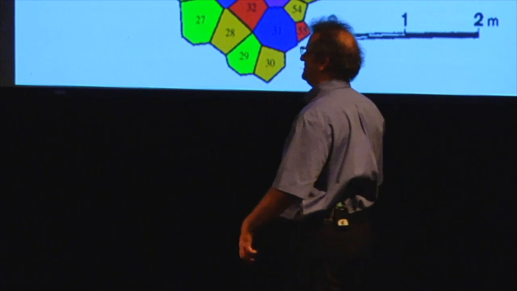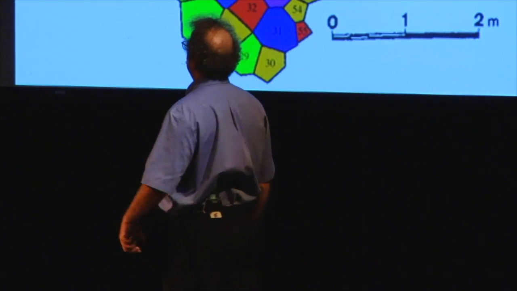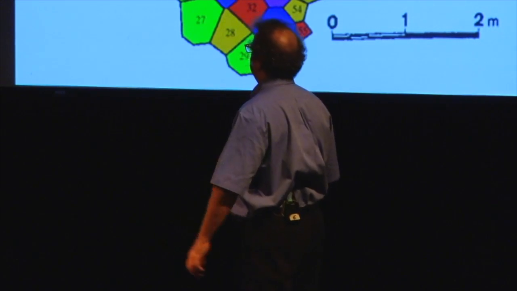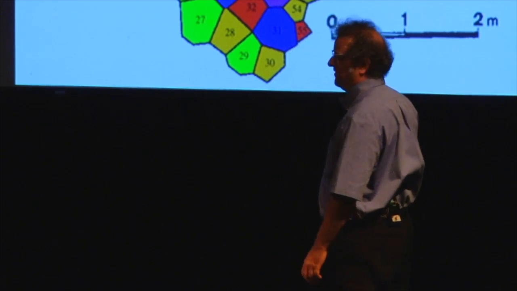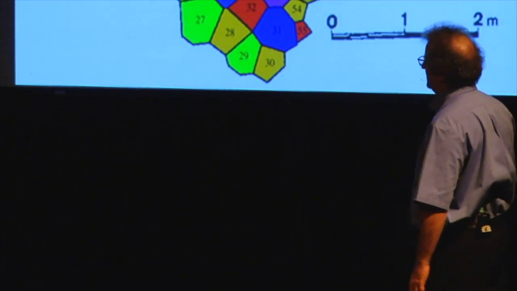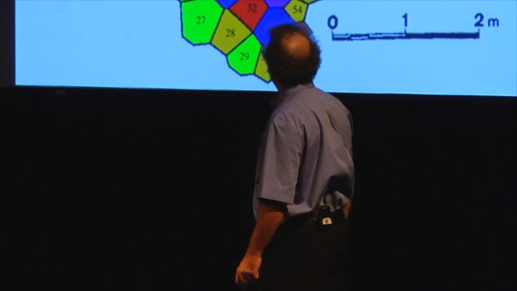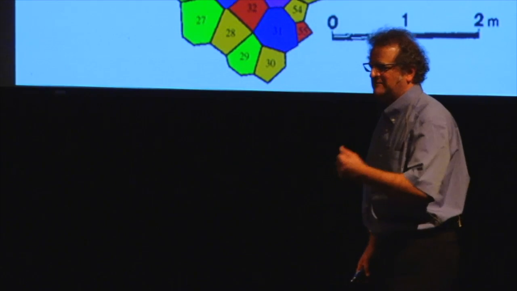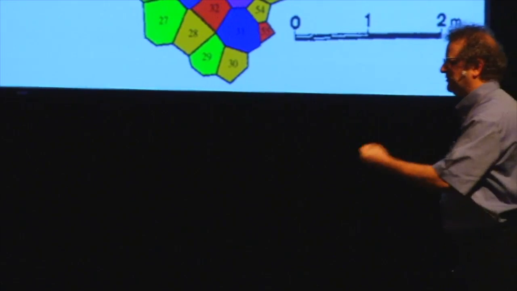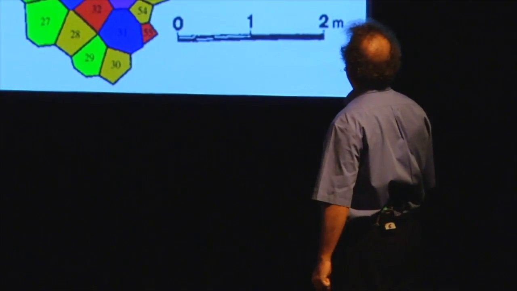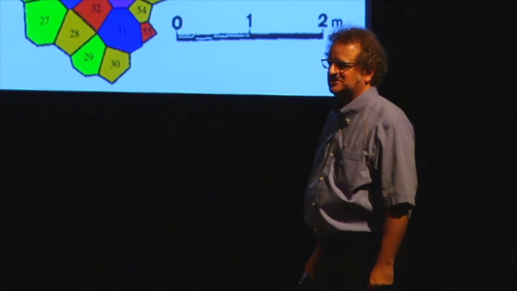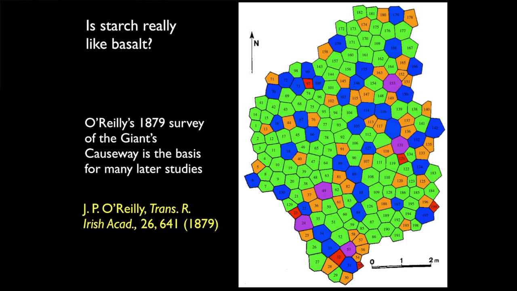Ironically, one of the only ways to get statistics on columnar joints is to use the data of an Irishman with the unlikely name of O'Reilly. It turns out that O'Reilly had a kind of crackpot theory for the Giant's Causeway in the 19th century. But the good thing about O'Reilly was that he was a data man. He spent 3 years at the Giant's Causeway surveying about 200 joints, and he measured the length and the angles of every single one of those 200 joints, and he made this map.